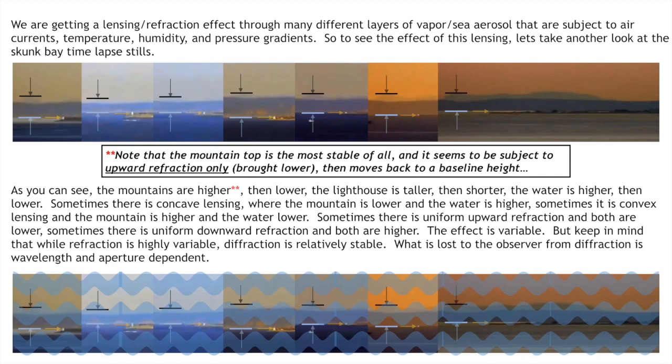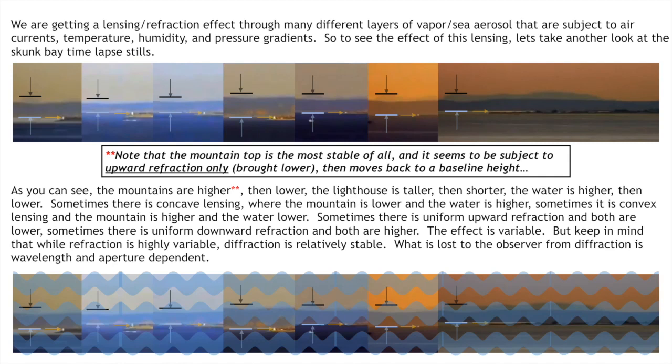And you can just see how those change within different atmospheric effects along the way. So the lighthouse changes apparent size, it changes apparent position somewhat. The mountain seems to get a little bit higher, and then it also seems to get a little bit lower. And the water line seems to get a little bit higher and a little bit lower. There's just many different effects going on here. So again, as you can see, the mountains are higher than lower. The lighthouse is taller than shorter. The water is higher than lower.